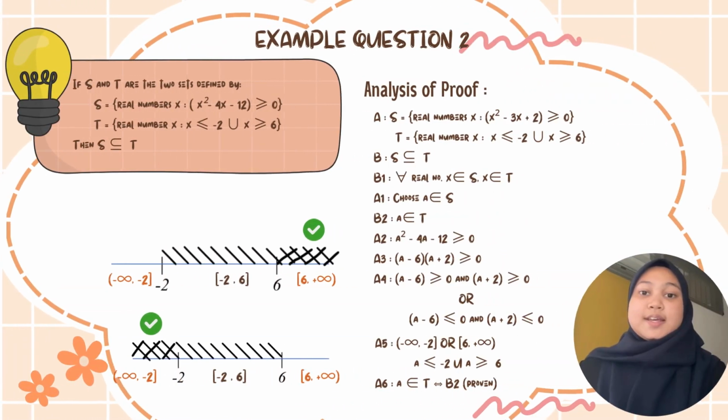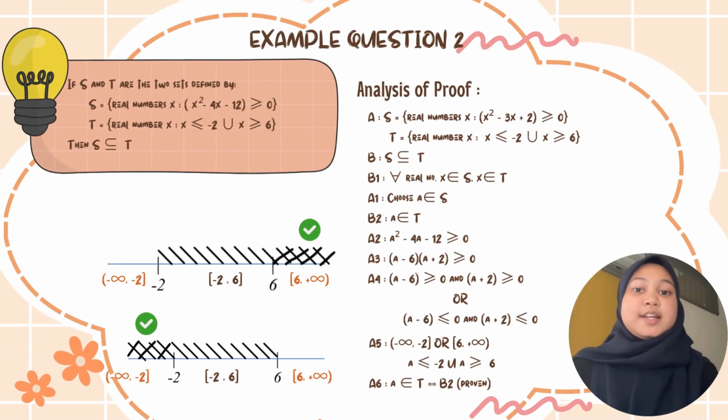Next question: S and T are two sets defined by S, real number x such that x squared minus 4x minus 12 is more than or equal to 0, and T, real number x such that x is less than or equal to negative 2 union x is more than or equal to 6. Then S is a subset of T.